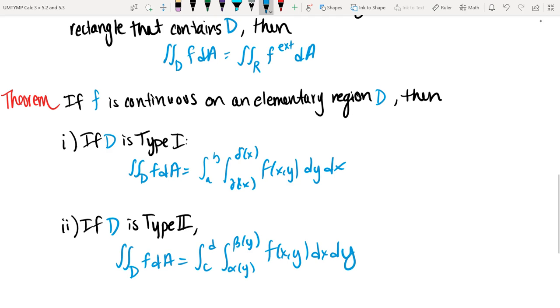And so this is the framework that we're going to use in the rest of the videos, looking for elementary regions and typing them, and then using the elementary region to make our life easier in computing integrals over regions that are not necessarily rectangular.